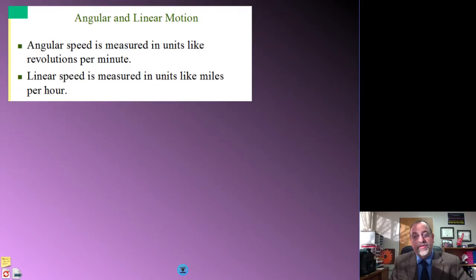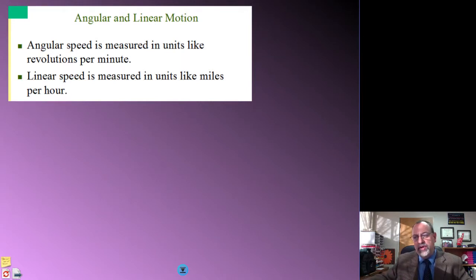Actually, I said I was going to do this in another video, but I'm just going to add it on at the end here. Let's take a look at angular and linear motion. The problem here is angular speed. If you're talking about that, you're talking about something in revolutions per minute. In other words, something going around in a circle, like a tire revolves, or an engine revolves, RPMs. So angular measurement or speed is measured in revolutions per minute. Linear speed is measured in miles per hour.